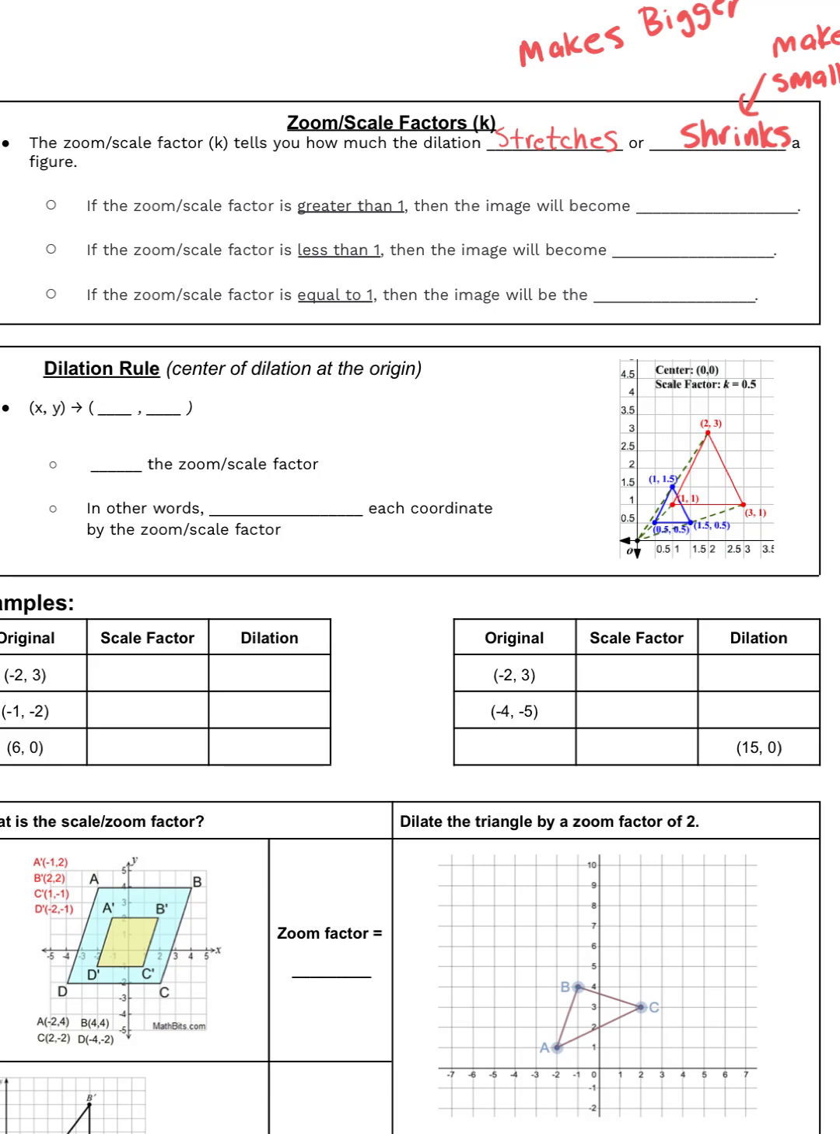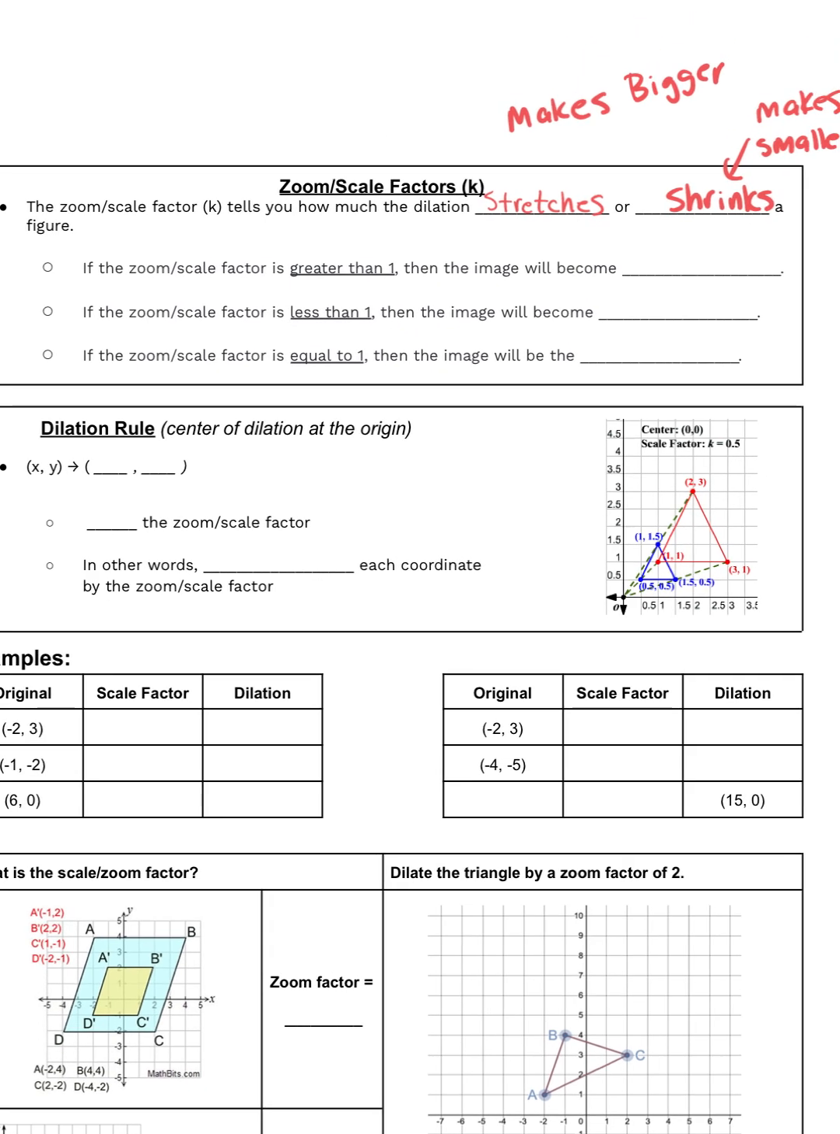Okay, geometry, let's talk about zoom factors. Scale factors, ratio similarity, linear scale factors, those all mean the same thing. The zoom factor, scale factor, K, we call it K, tells you how much the dilation stretches or shrinks the figure. Stretches, by stretches we mean makes bigger, shrinks makes smaller.